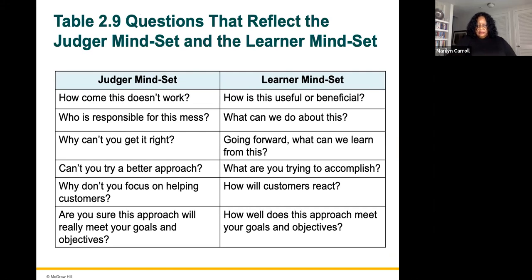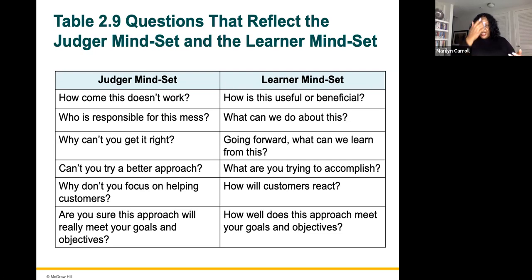Judger mindset. How come this doesn't work? Who is responsible for this mess? Why can't you get it right? Can't you try a better approach? Why don't you focus on helping customers? Are you sure this approach would really meet your goals and objectives?